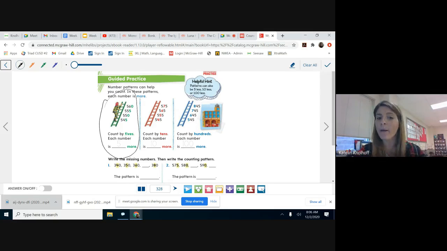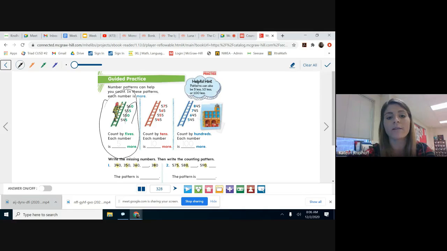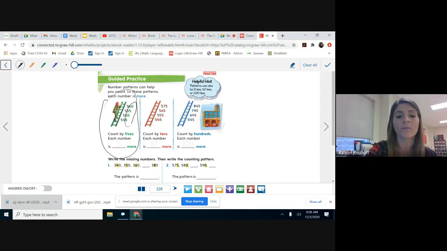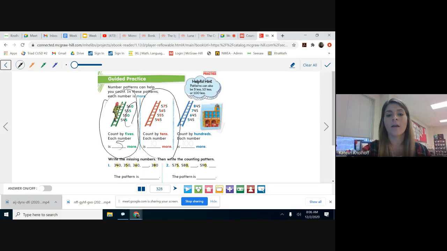Okay, and if you look at the pattern of our 5 more, a couple things happen. But I want you to pay attention to the ones place. When you're skip counting by 5s, the ones place is going 5, 0, 5, 0. So if you notice that pattern in the ones place, 5, 0, 5, 0, then you know that you're skip counting by 5s.